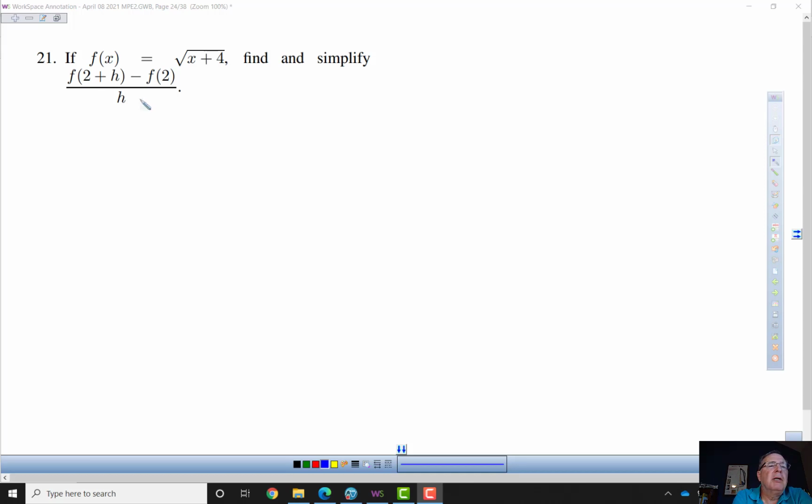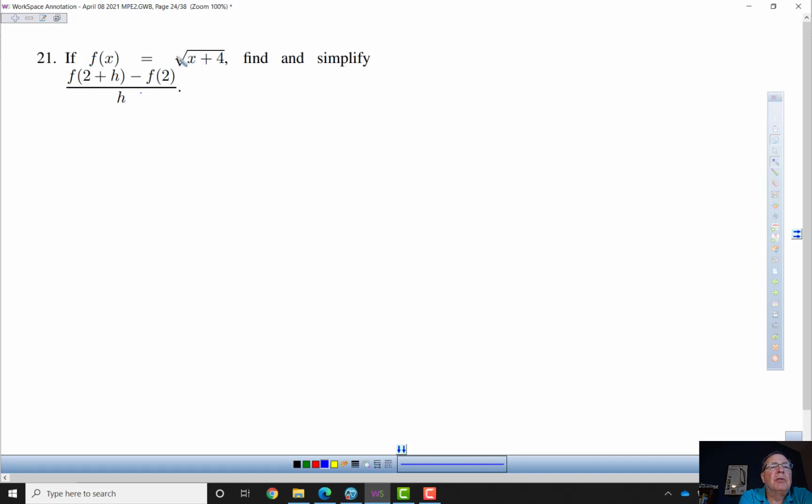Okay, number 21 is what's called a difference quotient, and it's kind of supposed to be getting you ready for limits, but I really don't like them. But we're going to go ahead and find the answer, then we'll talk about limits. Okay, so if f of x equals the square root of x plus 4, find and simplify f at 2 plus h minus f at 2 all over h.